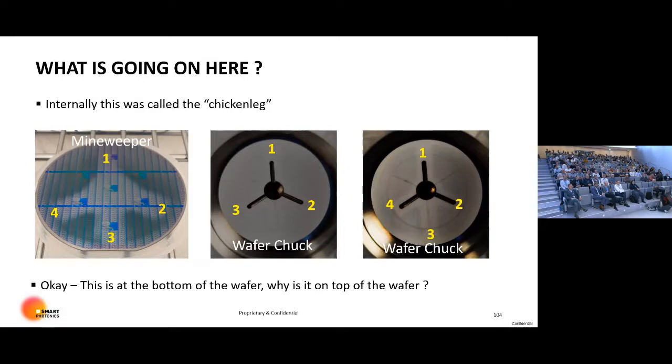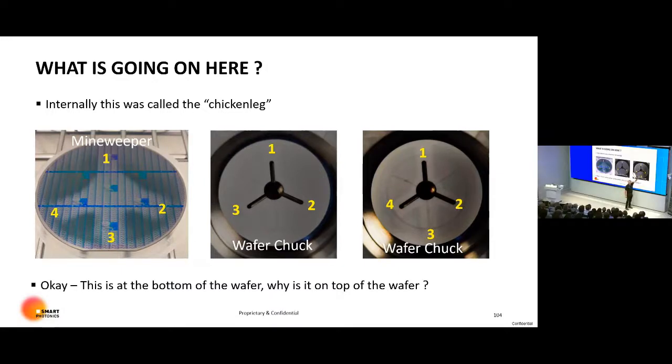We started imaging it a little differently. Suddenly, out of the blue, I hope you can see it, a faint pattern appearing. So suddenly, okay, that starts to make sense.